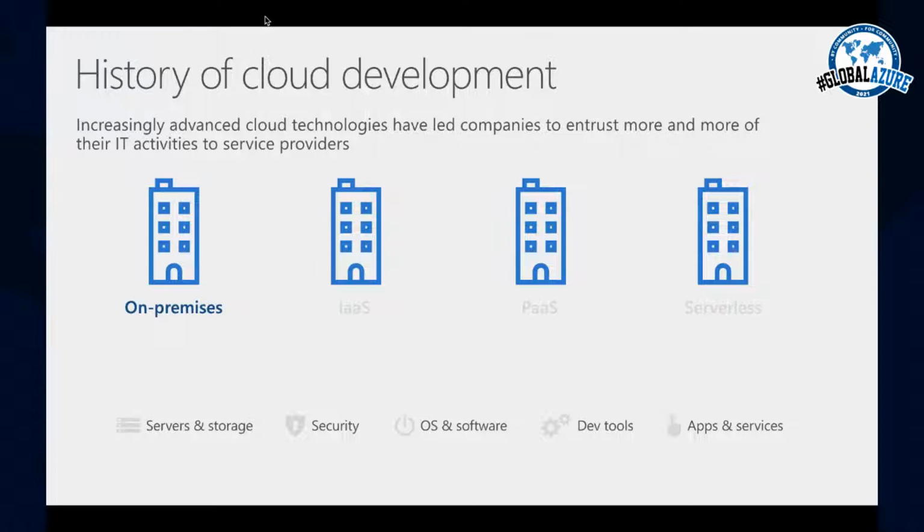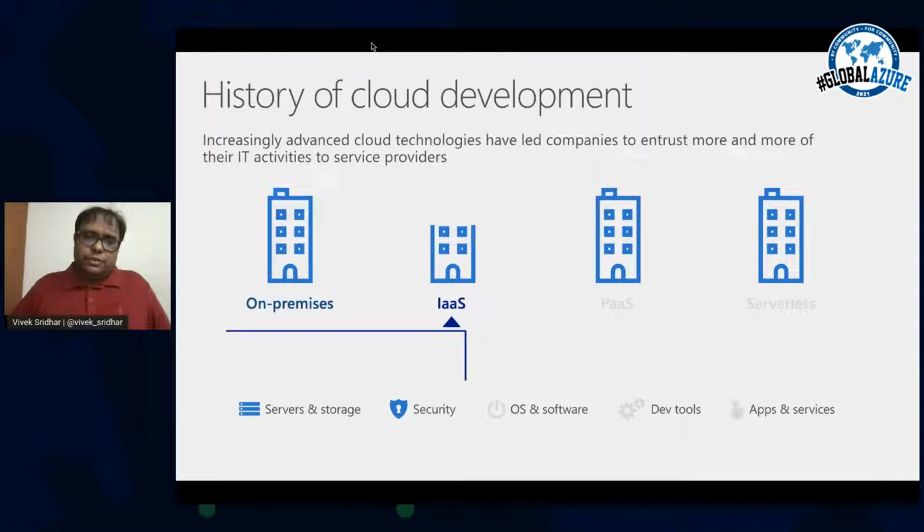So that was the time where everything was on premises. It used to take a lot of time to procure servers and the storages as well. Then infrastructure as a service came into the picture, and we moved everything into infrastructure as a service. I was able to access servers and storages through the internet, and there was security involved on top of that, and we were able to access these servers.